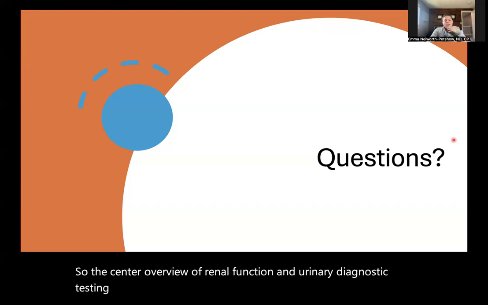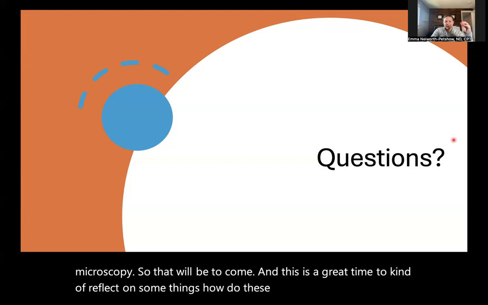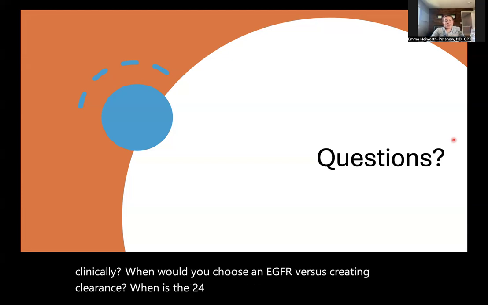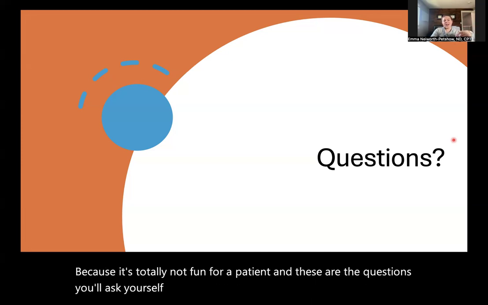We will do a little bit of a review on urine dip and urine microscopy. So that will be to come. And this is a great time to reflect on some things. How do these tests fit together clinically? When would you choose an eGFR versus creatinine clearance? When is a 24-hour urine collection truly necessary? Because it's totally not fun for a patient. These are the questions you'll ask yourself clinically to order and interpret lab data in patient cases.